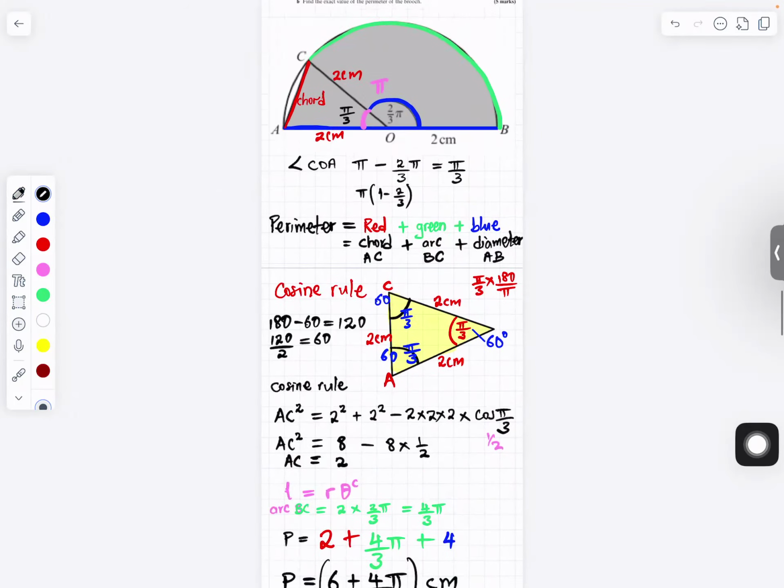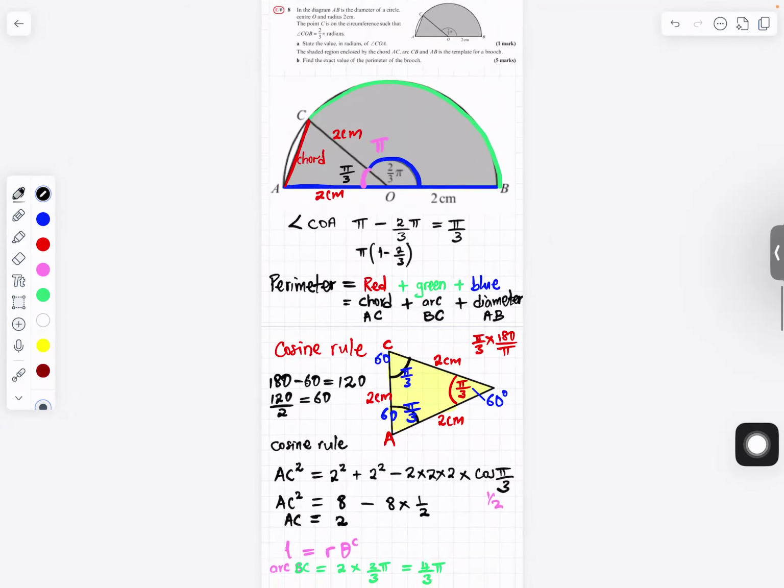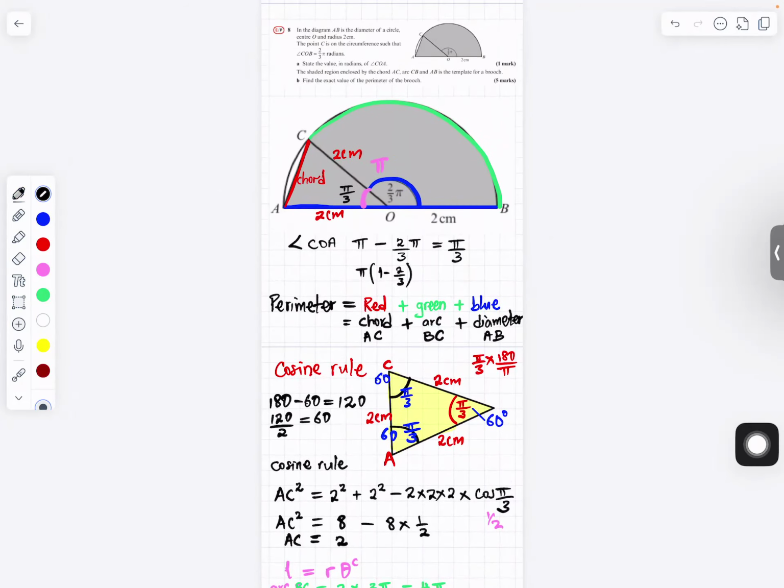So that is how. This is a 6-mark question. It involves the cosine rule, if you use it, or length of arc, and some algebra as well.